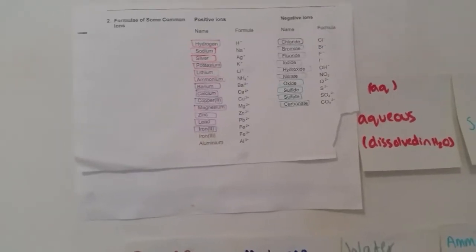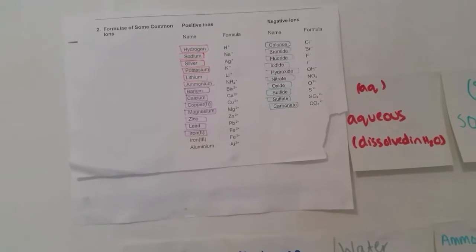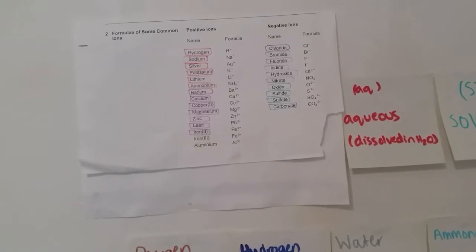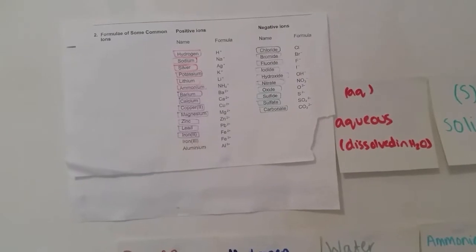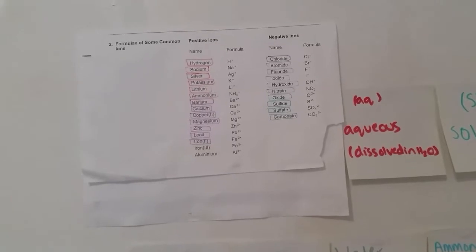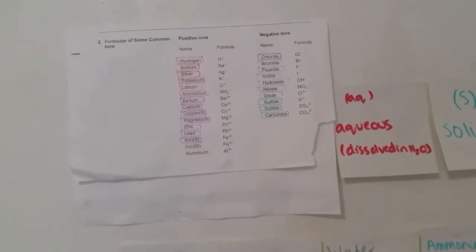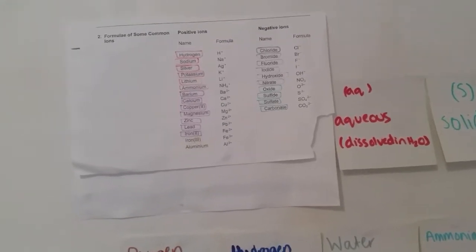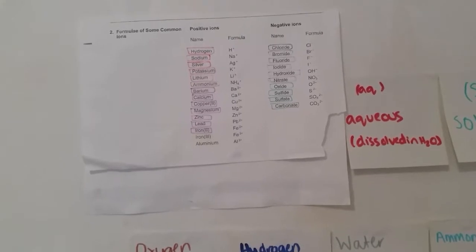So you've got hydrogen, 1 plus, sodium, 1 plus, silver, 1 plus, potassium, 1 plus, lithium, 1 plus, ammonium, 1 plus, barium, 2 plus, calcium, 2 plus, copper, 2 plus, magnesium, 2 plus, zinc, 2 plus, lead, 2 plus, iron 2, 2 plus, iron 3, 3 plus, aluminium, 3 plus, chlorine, 1 minus, bromine, 1 minus, fluorine, 1 minus, iodine, 1 minus, hydroxide, 1 minus, nitrate, 1 minus, oxide, 2 minus, sulfide, 2 minus, sulfate, 2 minus, carbonate, 2 minus. So you need to know all of these formulas if you want to do ionic compounds.